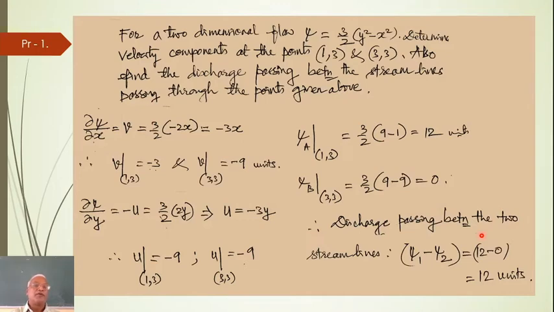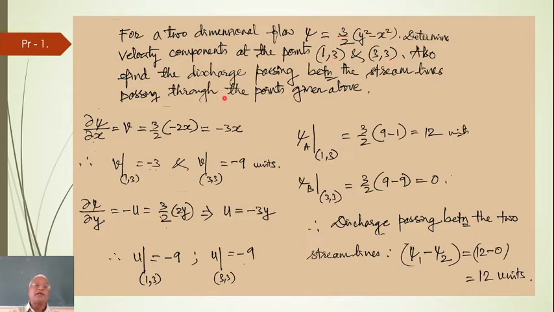Okay, we'll solve some 2-3 problems. Problem number 1: for a two-dimensional flow, psi is given by 3/2 y squared minus x. So it is a scalar function of x and y. t is not there, z is not there. Determine velocity components at the points (1, 3) and (3, 3). Also find the discharge passing between the streamlines passing through the points given above, (1, 3) and (3, 3).